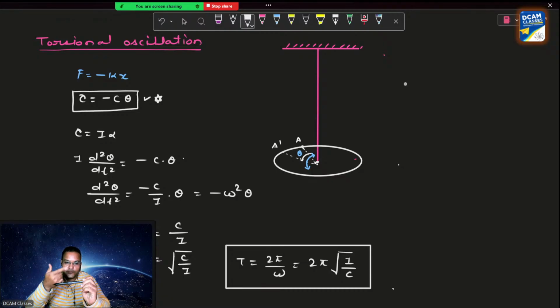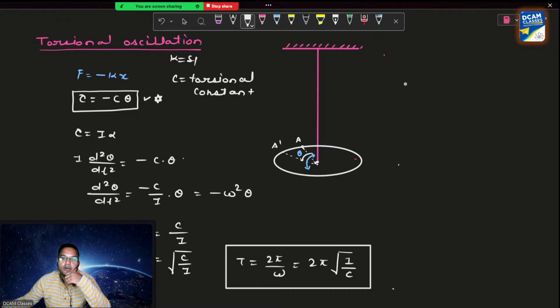And the torque with which it tries to come back is given by minus C into theta, where C is the torsional constant. Like you say K is the spring constant, that way.